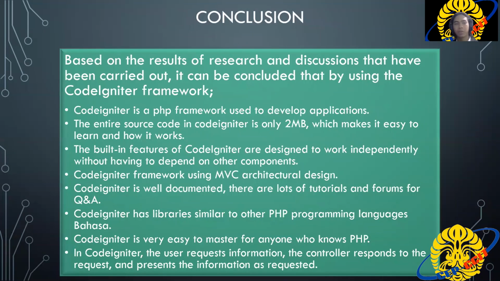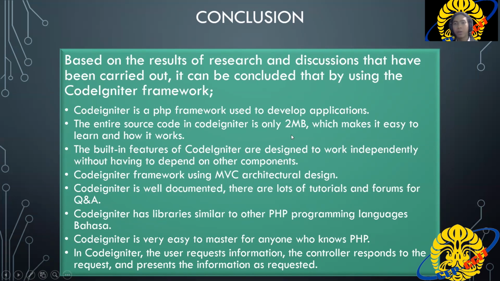So in conclusion, based on the results of research and discussion that have been carried out, it can be concluded that by using the CodeIgniter framework, first, CodeIgniter is a PHP framework used to develop applications. Second, the entire source code in CodeIgniter is only 2 megabytes, which makes it easy to learn and understand how it works. Third, the built-in features of CodeIgniter are designed to work independently without having to depend on other components, which makes it a really good framework. CodeIgniter framework uses MVC architectural design.